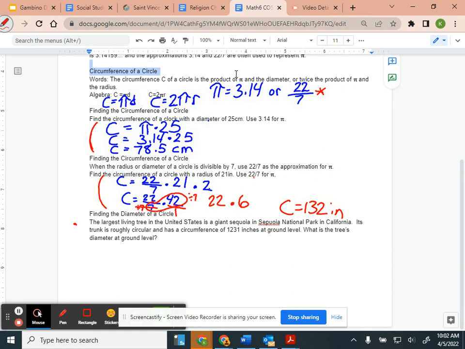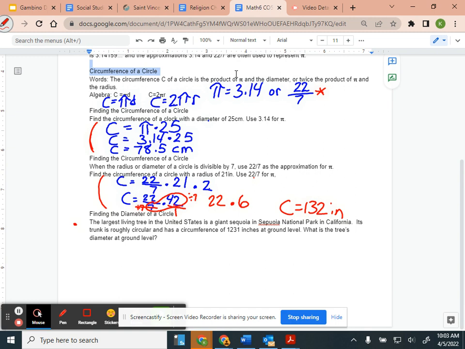Let's look at this bottom one. Finding the diameter of a circle. Just like when we were doing the perimeter and areas, we have to find the missing variable. The largest living tree in the United States is a giant sequoia in Sequoia National Park in California. Its trunk is roughly circular and has a circumference of 1,231 inches at ground level. Whew, that is a huge tree. What is the tree's diameter at ground level?